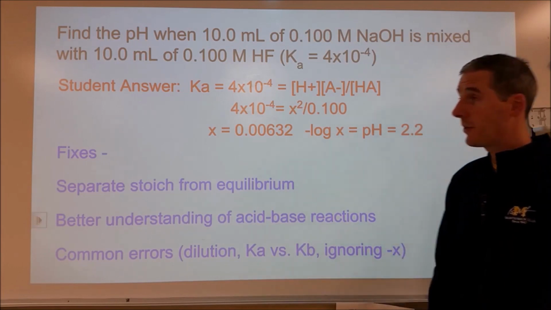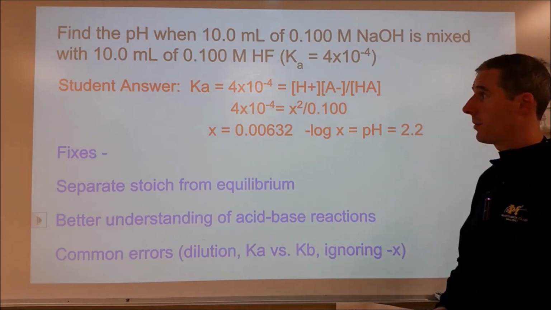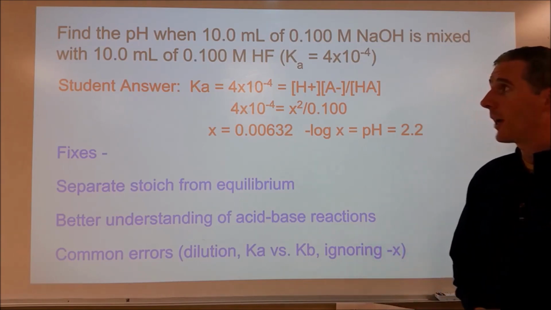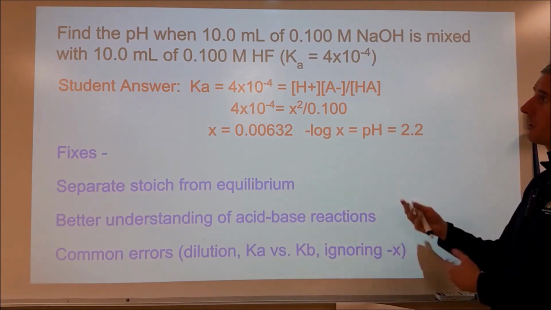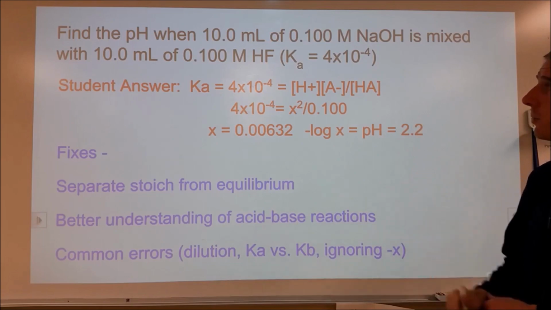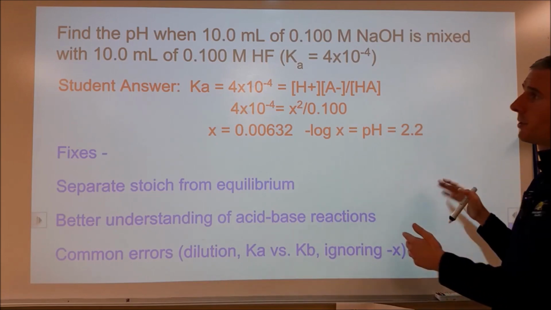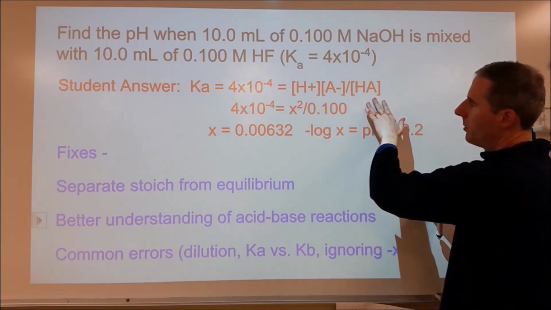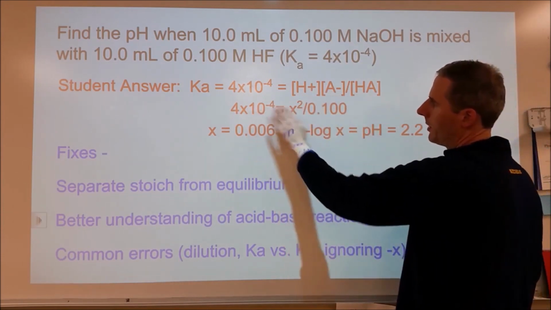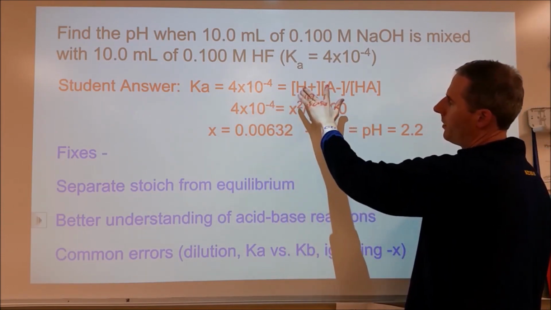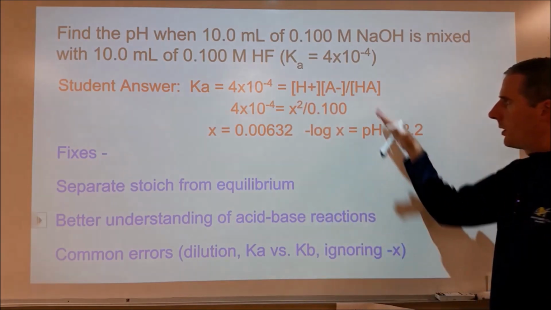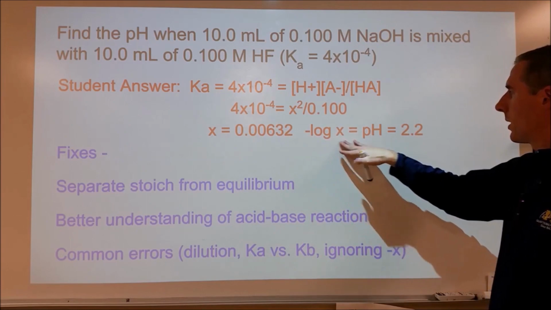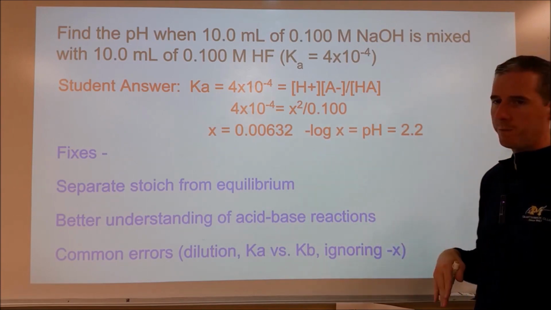Hi, welcome to CheMistakes. Here we go through actual student responses to questions and try and learn some things from them. Here we have a challenging acid-base question about pH upon the mixing of a strong base and a weak acid. Student answer is here. They had an equilibrium constant given to them, set up an equilibrium expression, plugged in X for both of these concentrations, divided by 0.1, the initial concentration of this, solved for a value of X, took the negative log, and got a pH of 2.2.